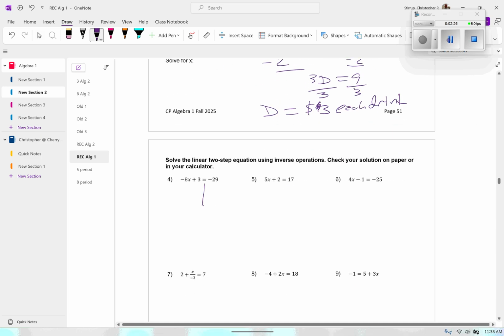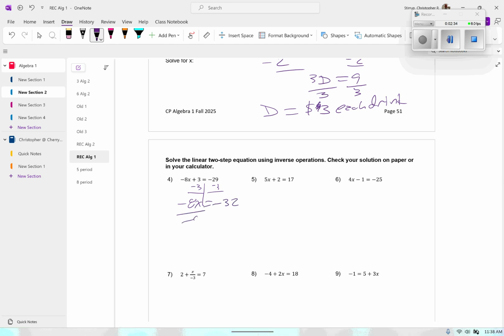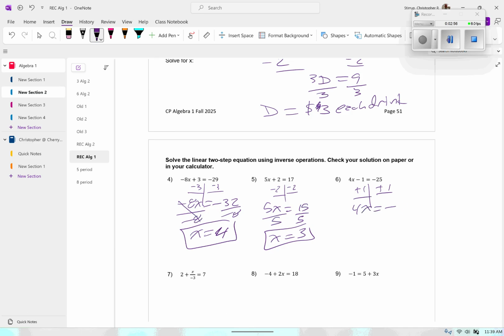Okay, we're going to solve these. So I'm going to subtract 3. So I'm going to get negative 32. Divide each side by negative 8. You're dividing by a negative, so the signs are going to change. So positive 4. Okay, subtract 2. Divide each side by 5. So x is equal to 15 divided by 5, which is 3. Add 1 to both sides. Divide by 4, divide by 4. X equals negative 6.